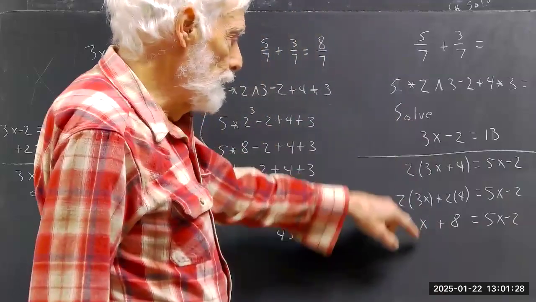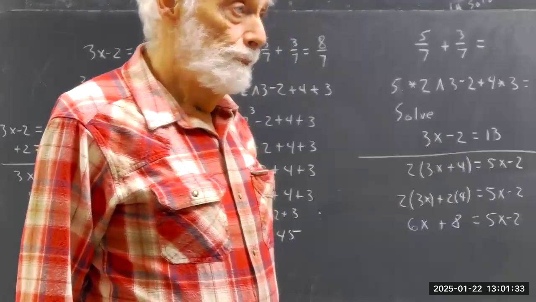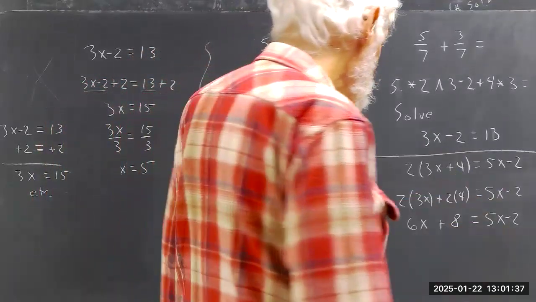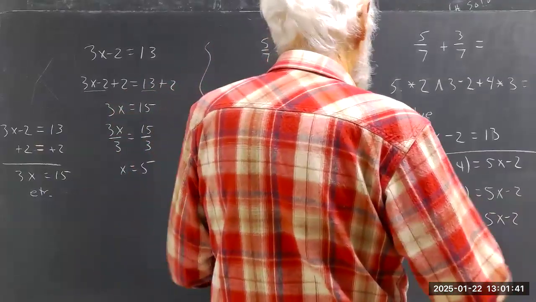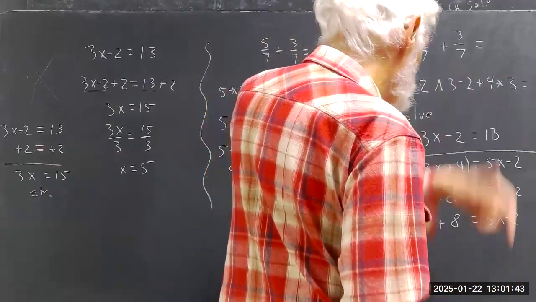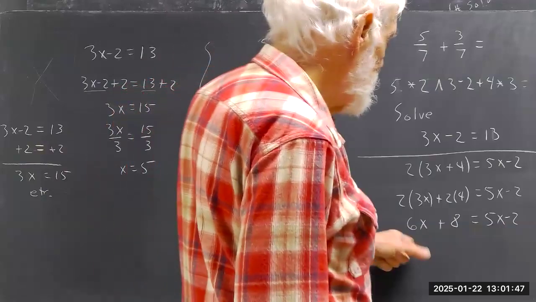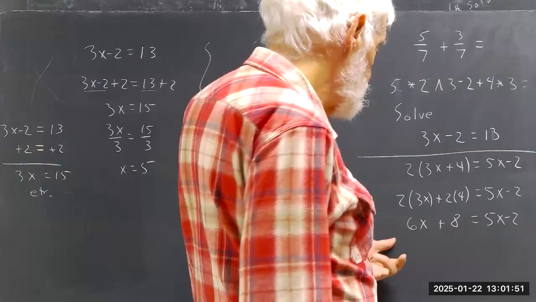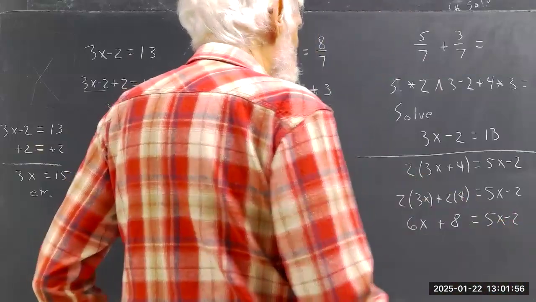So we multiply 2 by 3x, we get 6x. Multiply 2 by 4, we get 8. Then the other side is 5x minus 2. All right, now what do we do? It's a little more complicated because you have x's on both sides and numbers on both sides. What I want to get it down to is x equals something. So I want my x's on this side and all the plain numbers on that side.